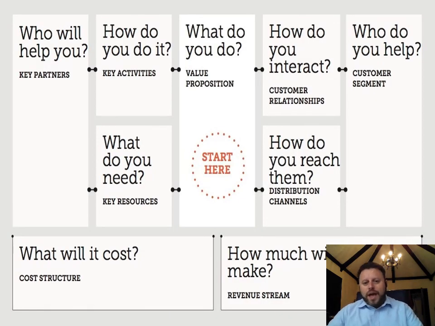Okay, said another way, we start here with this: what do you do? What is your value? Then we move over to, who do you interact with? And your channels, where do you interact with them? Who do you help? Then we move over to, how do you do it? Your activities. And then finally, we go over to the cost and the revenue. So that's step one, this business canvas model idea of what do you do?